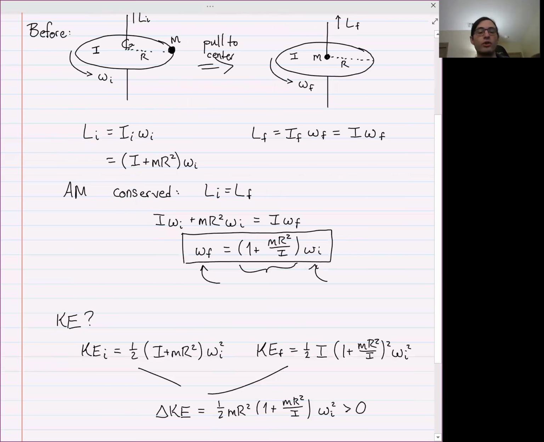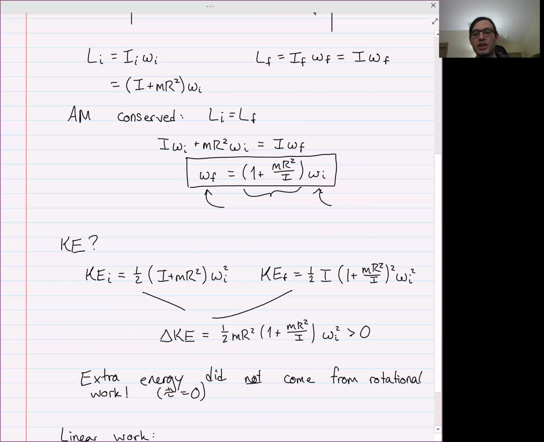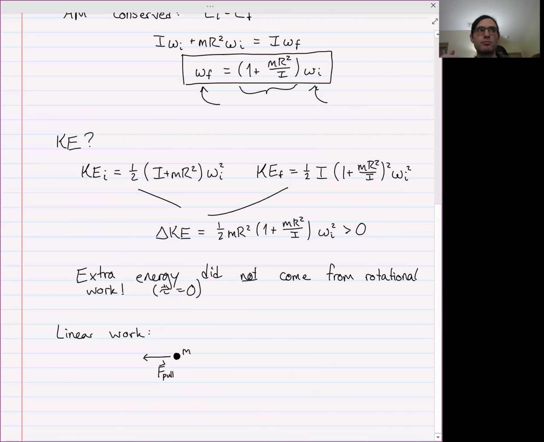There has to be a force on it to begin with, even before it's pulled in. And the reason for that is just because it's undergoing circular motion. And we know that circular motion implies there's an acceleration. And if there's an acceleration, there must be a force, right, from Newton's second law. So there must be some sort of force that's keeping it moving in a circle.